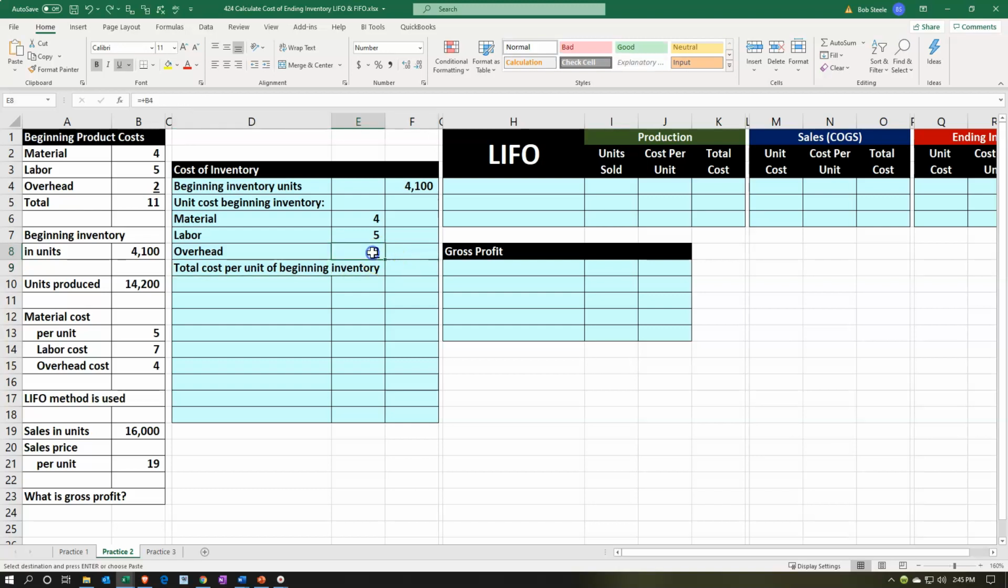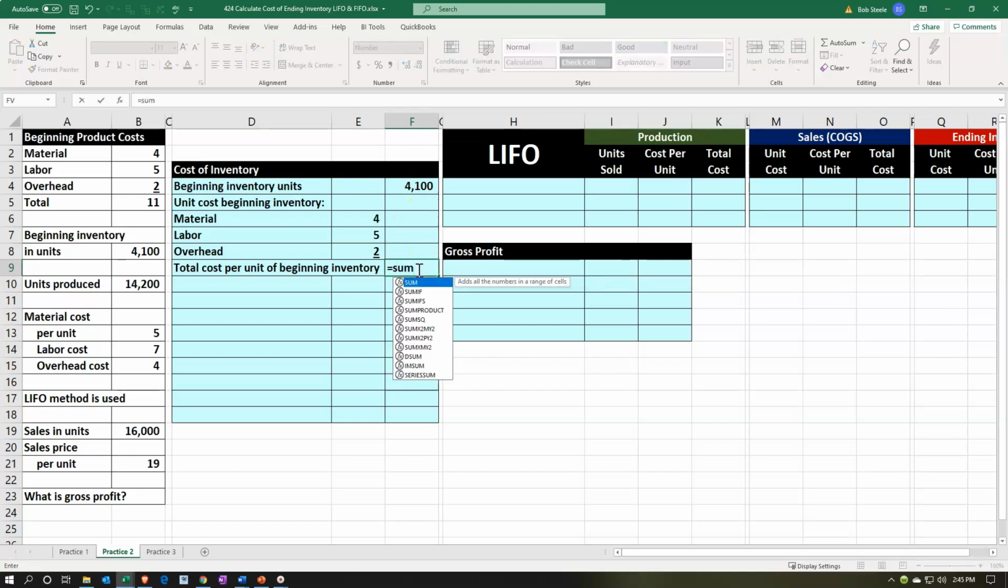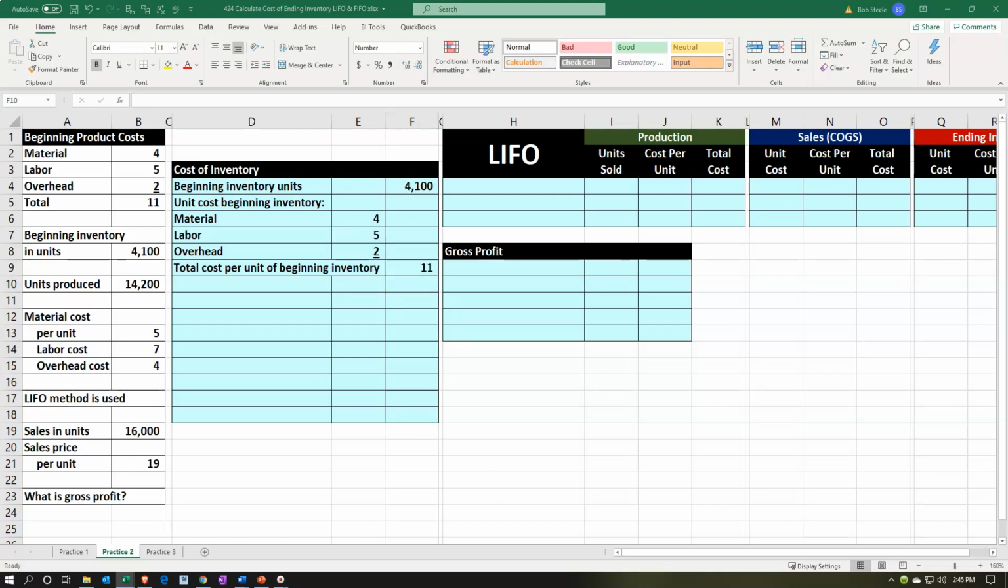And this is, let's put our underline here, home tab, font, underline. Let's go ahead and sum this up in the outer column: equals the sum of, and we'll pick up the 4, the 5, and the 2. And then we can calculate the total beginning inventory cost, which is going to be equal to the 4,100 times the 11. And now let's look at the new units that we produced during the time period.